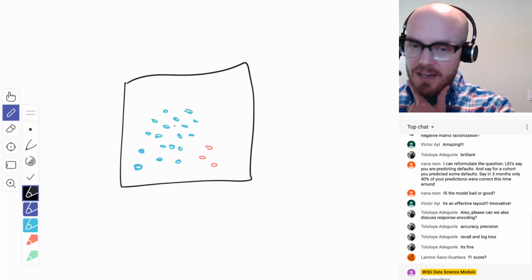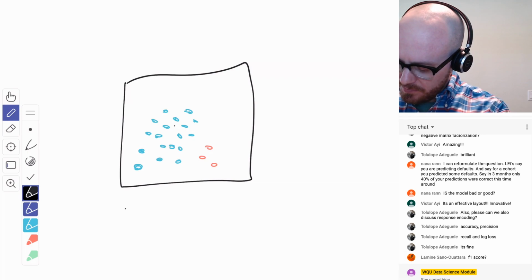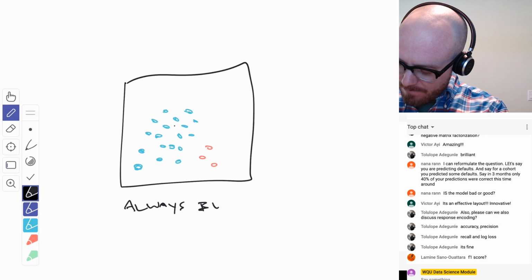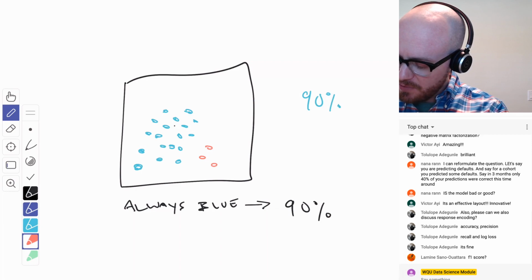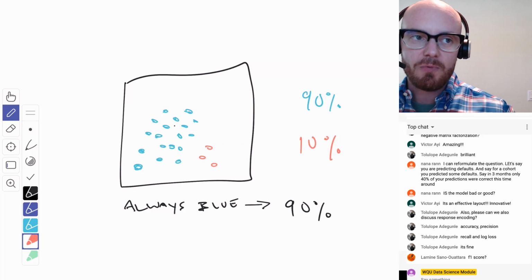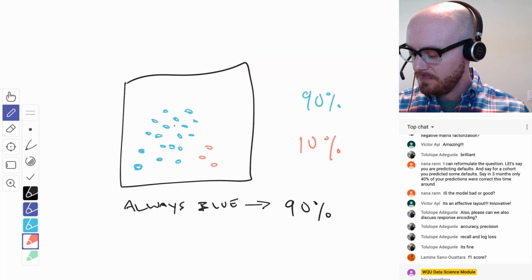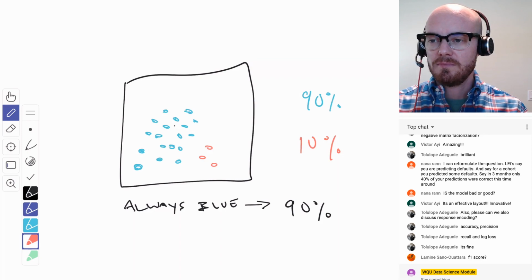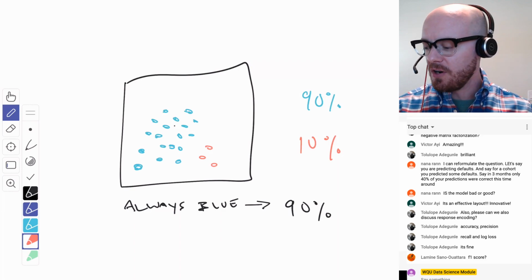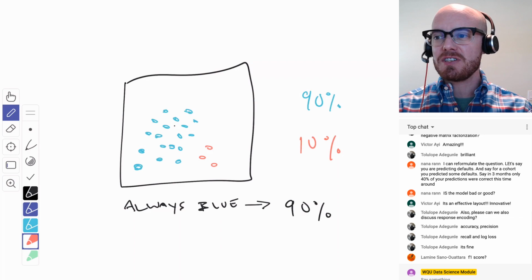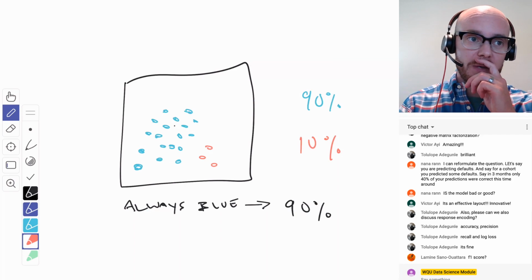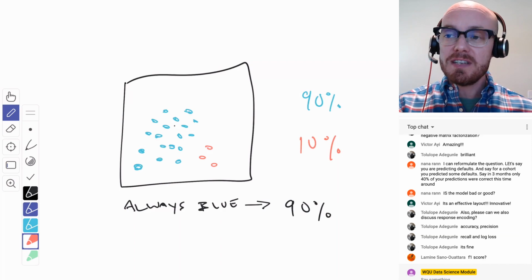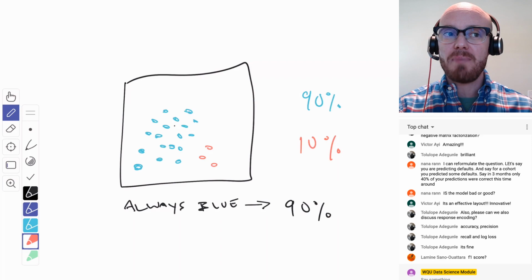Now, if I had a predictor that always predicted blue, it would be accurate 90% of the time, because 90% of my observations belong to the blue group, while only 10% belong to the red group. And that's why accuracy, especially when you're dealing with some sort of classification problem where there are unbalanced classes, for example, mortgages, right? I would imagine there are a lot more people that pay their mortgages than people who default on their mortgages. Accuracy is not always the best measure.